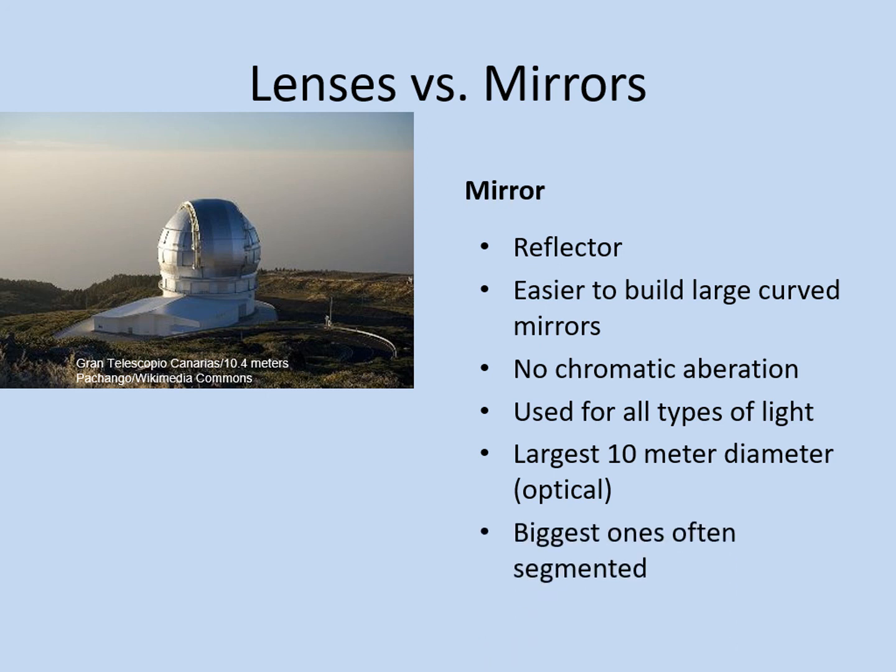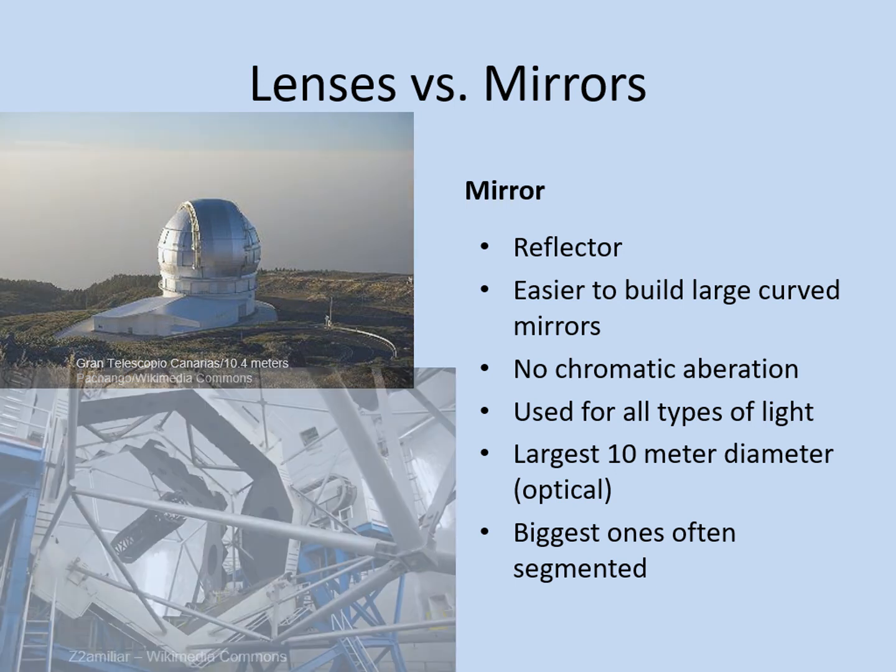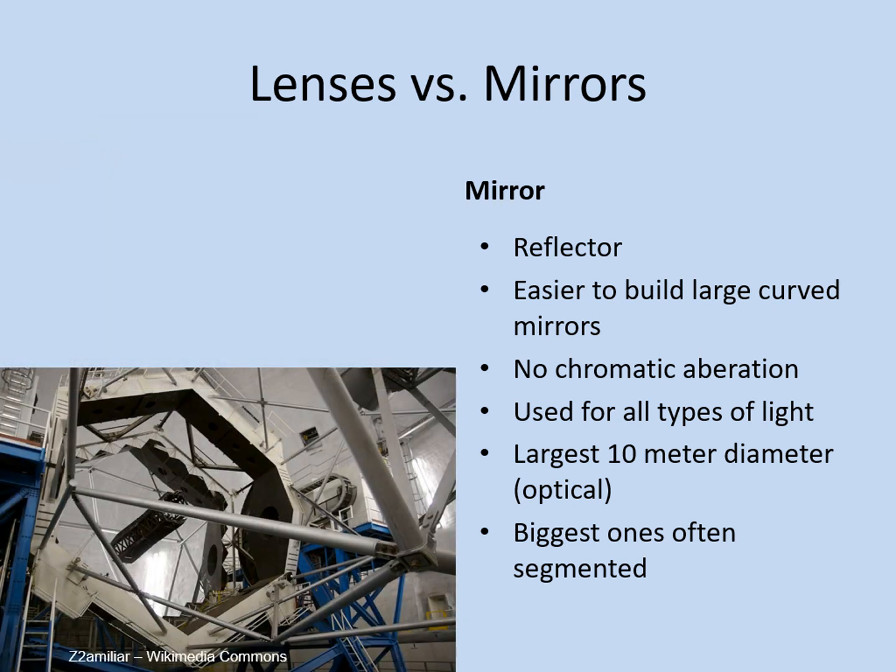The largest mirrors are now built in many segments and then combined. The 10-meter Keck telescopes in Hawaii are a good example of this. Notice that each segment is about a meter across, or more than half the height of the person sitting in the center.